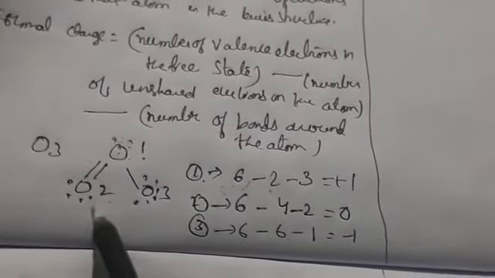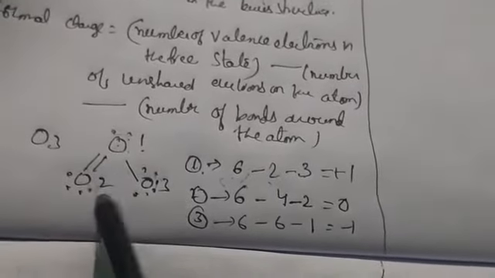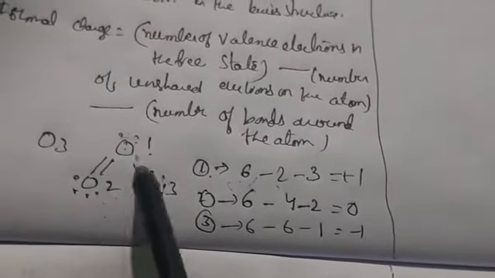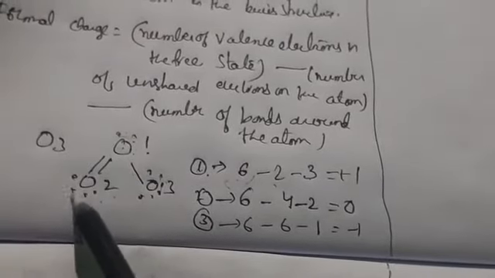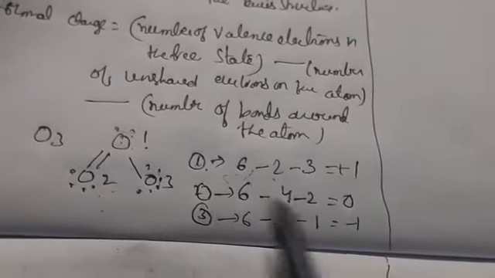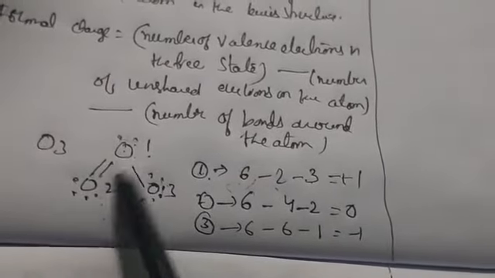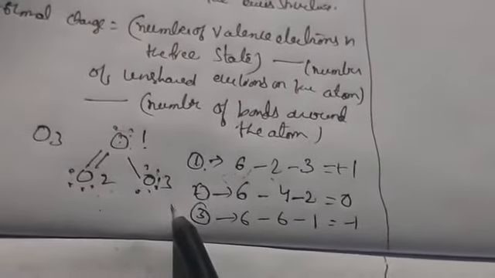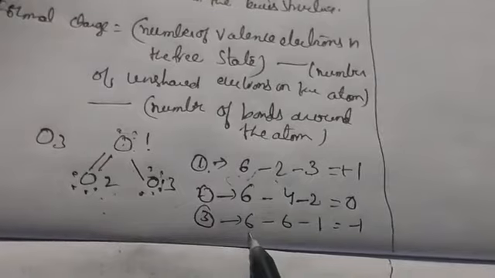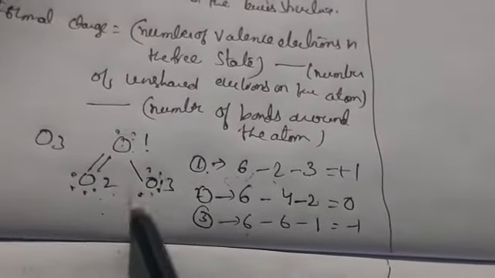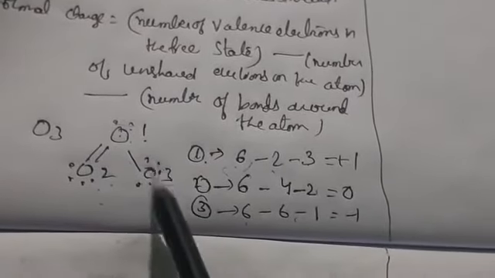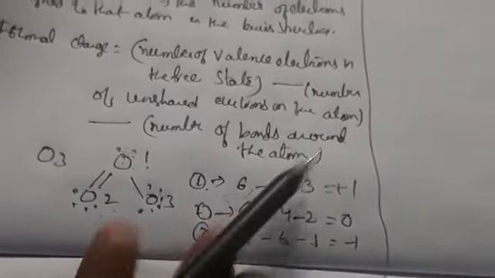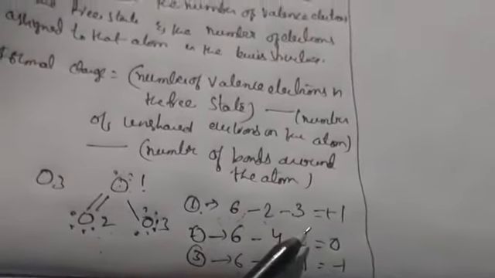Coming to the second atom. What is its valency? Oxygen has valency 6. How many unshared electrons? Total 4 electrons unshared. How many bonds is it sharing? Bonded around the atom is only 2 bonds, that's why I have written 2. Coming to the third atom, it has valency 6. How many unshared electrons? Total 6. How many bonds is it sharing? 1 bond, so that's why I have written minus 1. By calculating all this, this is the value we have got.